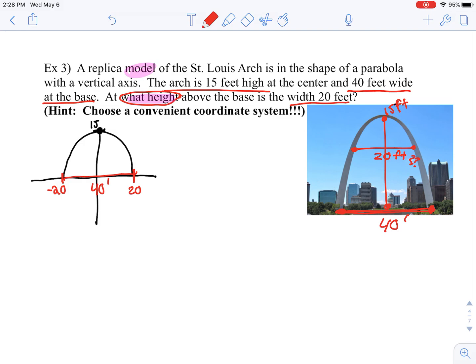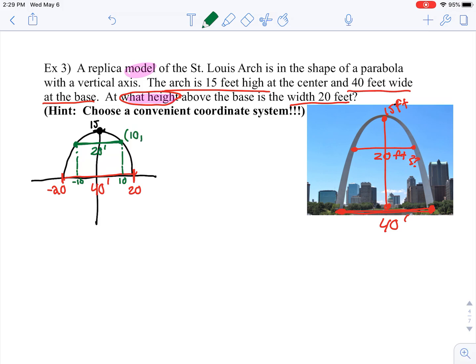Now, what it's asking us to figure out is where on this parabola the width from one end to the other will be 20 feet. If you think about it in terms of numbers on the graph, if I want it to be 20 feet as a width, then this has to be 10 and this has to be negative 10, so that the distance between them is 20.